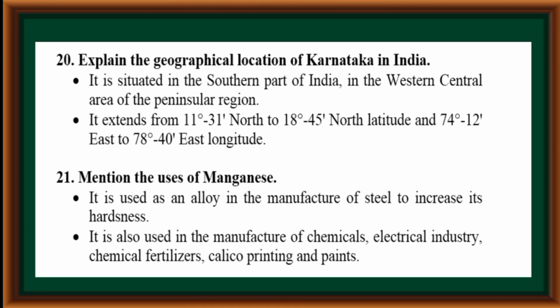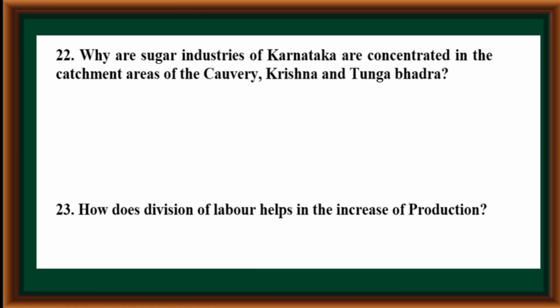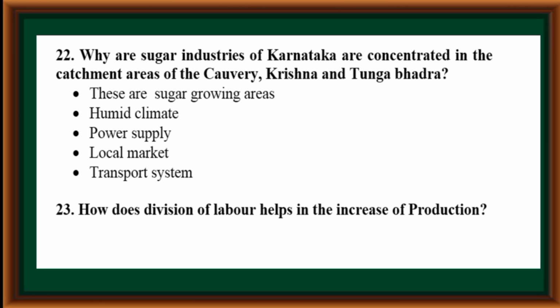Mention the uses of manganese. It is used as an alloy in the manufacture of steel to increase its hardness. It is also used in manufacture of chemicals, electrical industry, chemical fertilizers, calico printing and paints. Why are sugar industries of Karnataka concentrated in the catchment areas of the Kaveri, Krishna and Tungabhadra? These are sugar growing areas, humid climate, power supply, local market, transport system.